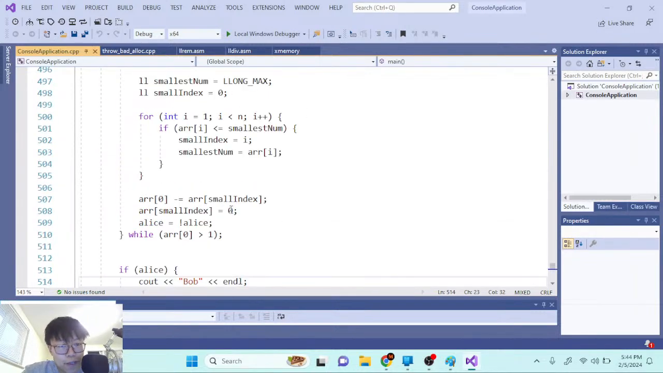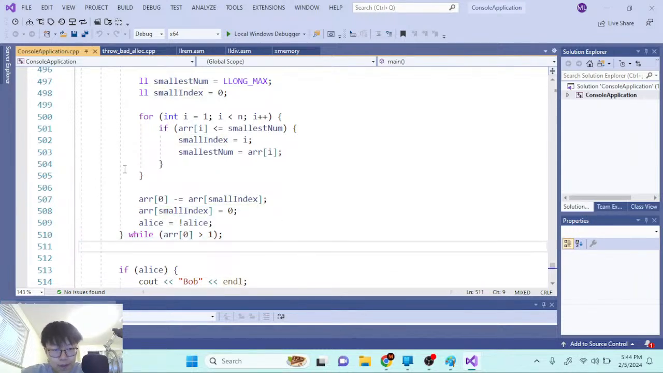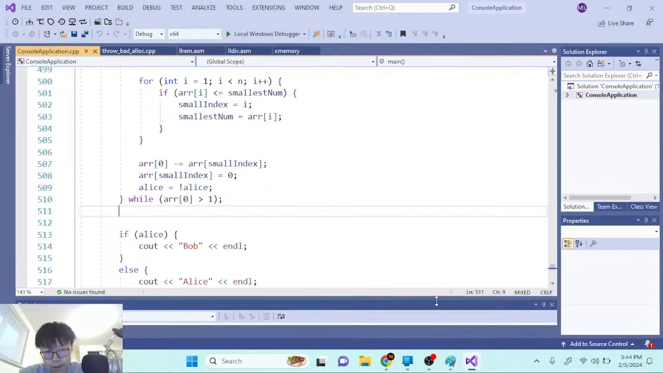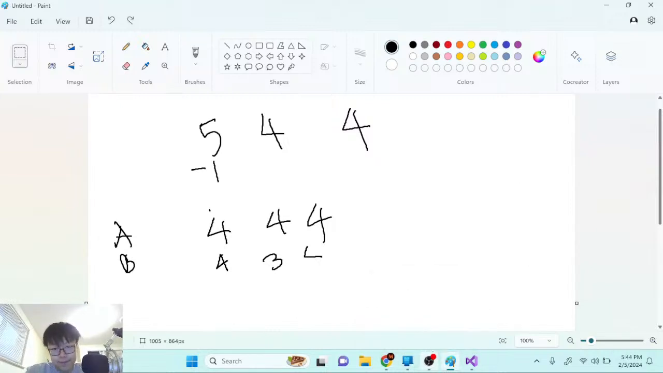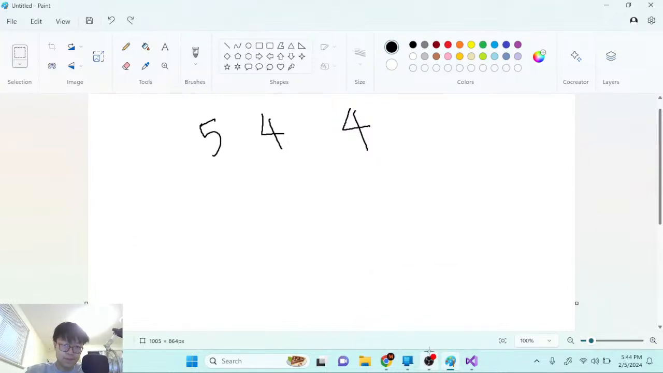So we found that if we get the smallest number and we keep subtracting it, we'll get it. And then if it's Alice's turn, Bob wins. But what if the smallest number was larger than that? Like, what if it was like 5, 8, 8, right? So then we can't really minus 5 on both sides.